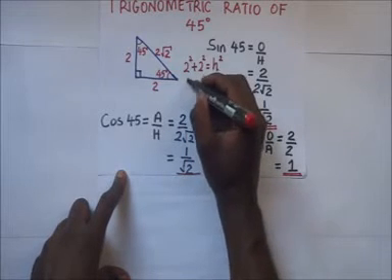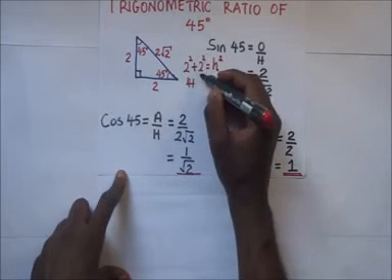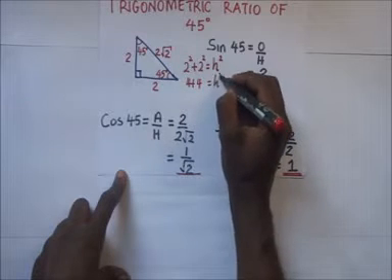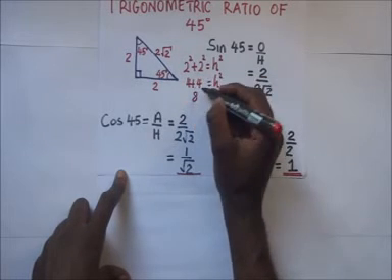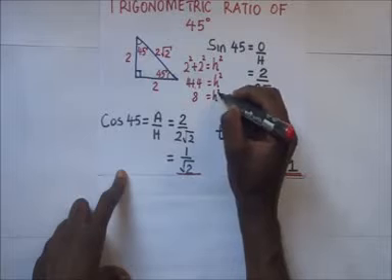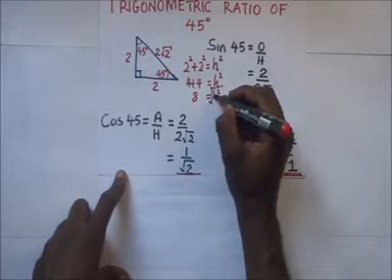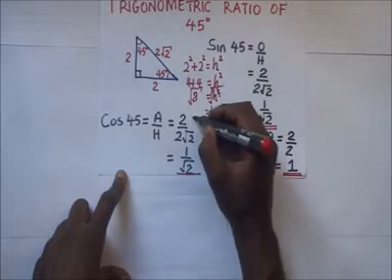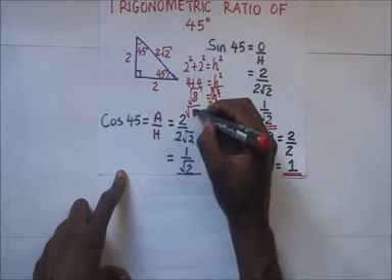So 2 squared is 4, plus 2 squared, which is also 4, is going to be h squared. 4 plus 4 is 8. 8 is going to be h squared. So when you find the square root on both sides, this goes with that, you remain with h giving you the square root of 8.